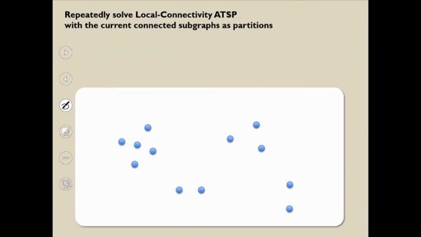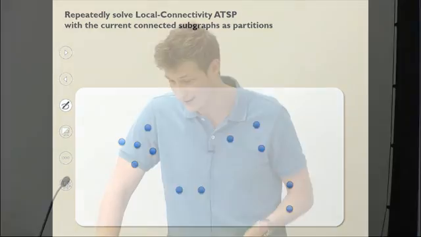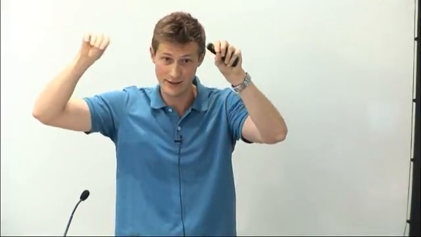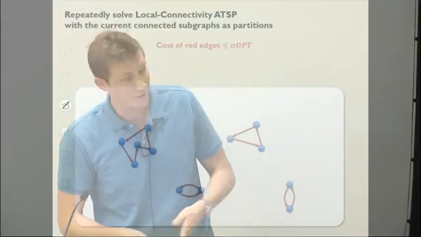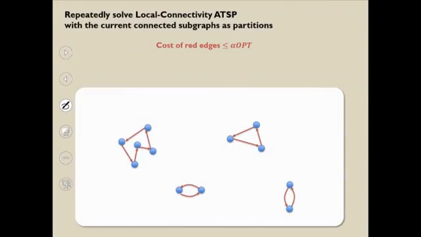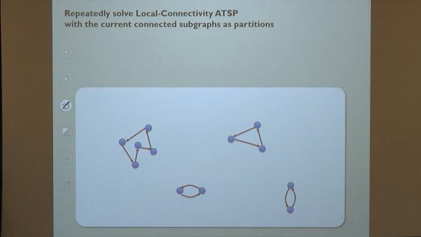Okay, so the first approach would be a little bit what Mohita hinted at. We have something that very much looks like the log n. We start with a completely unconnected graph. We solve local connectivity ATSP with the partitions, with the singletons as partitions. Then you get something like that, right? Every vertex has outdegree at least 1. Okay, and these guys are cheap. This costs you at most alpha opt, because it was alpha light.